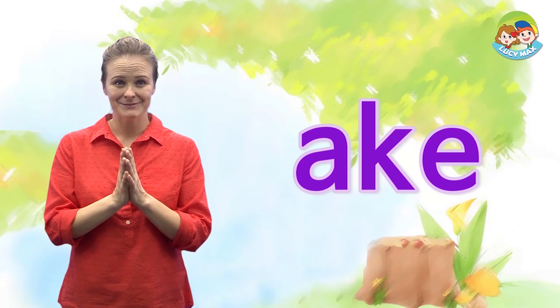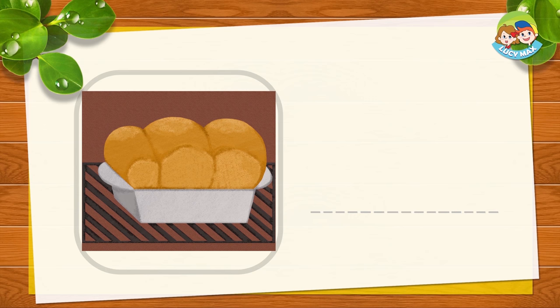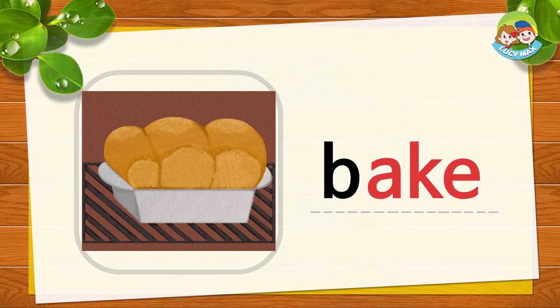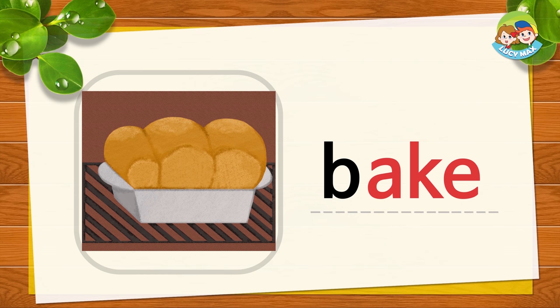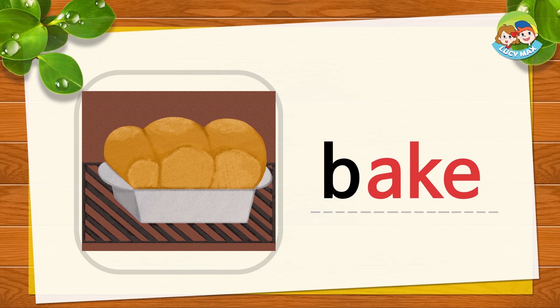A and k is ache. A, k, ache. Can you try it? Good. Let's see some words with pictures. In the picture, you see bread baking. B and ache together is bake. B, ache, bake. Now you try. Very good.